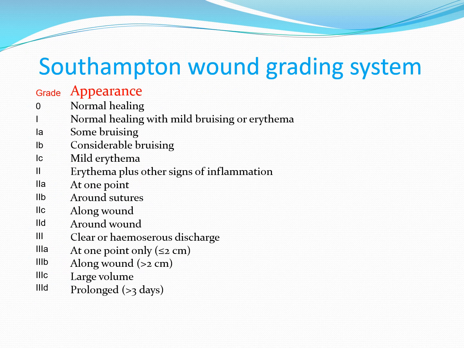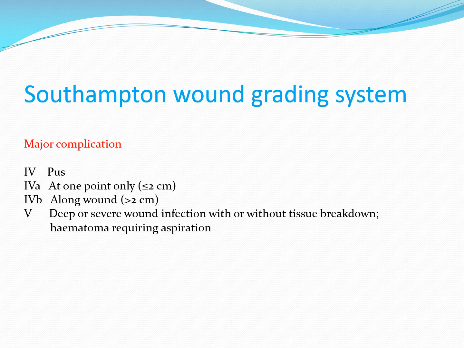There are so many classifications and grading systems. One of them is Southampton's wound grading system, which grades them from 0 to 5, represented by 0, 1A, and so on. In 0 there is normal wound healing, but when a major complication occurs, it may be up to 5: deep or severe wound infection with or without tissue breakdown, or a hematoma requiring aspiration.